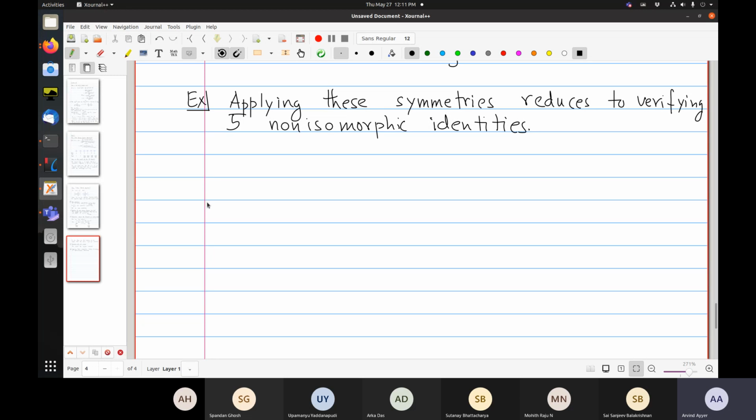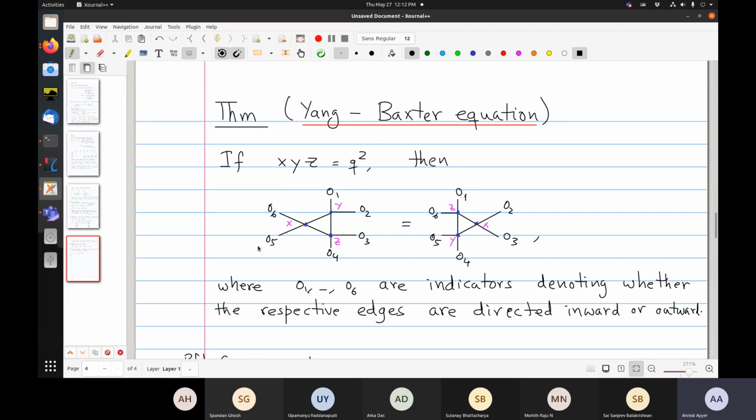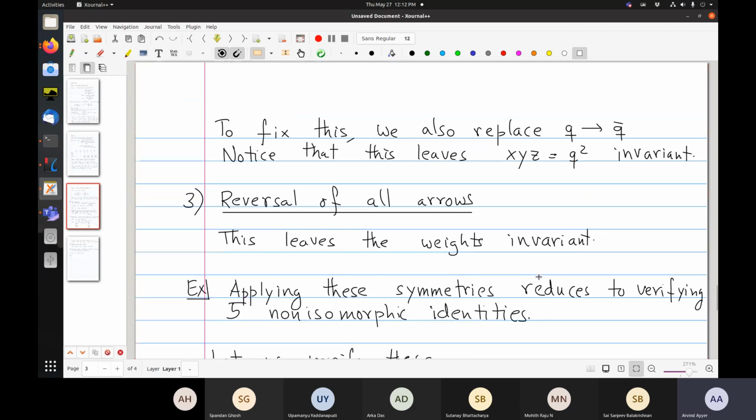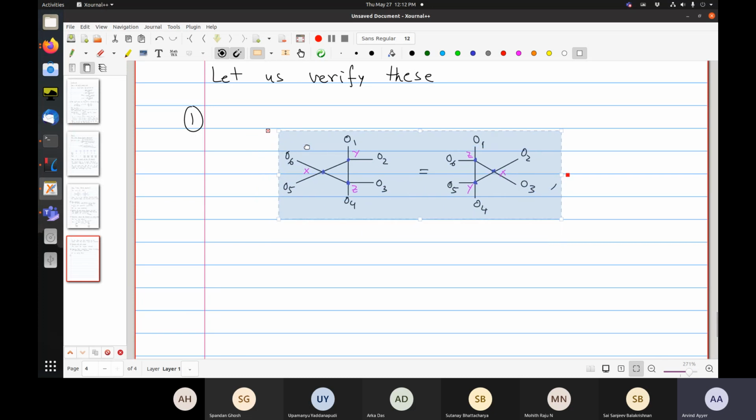Okay, so let us check. Verify these. Okay, so the first 2 are kind of easy. So what I should do is make a copy of this and use it all the way. I'll use it in all 5 cases. So the first case is this.